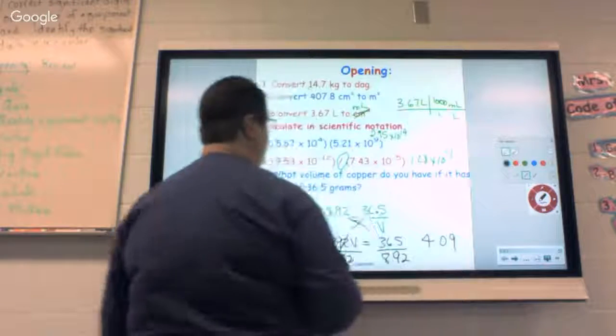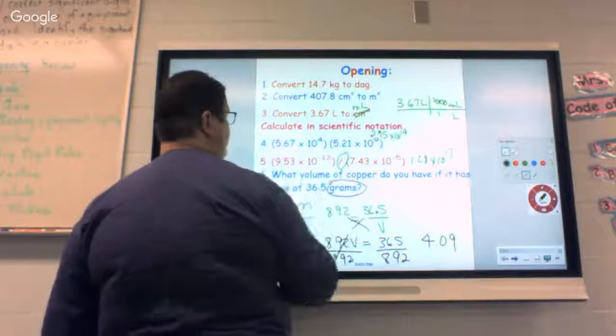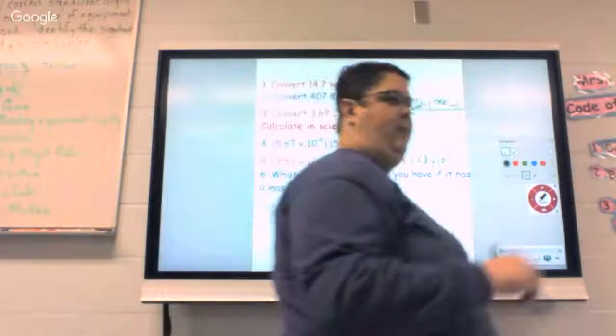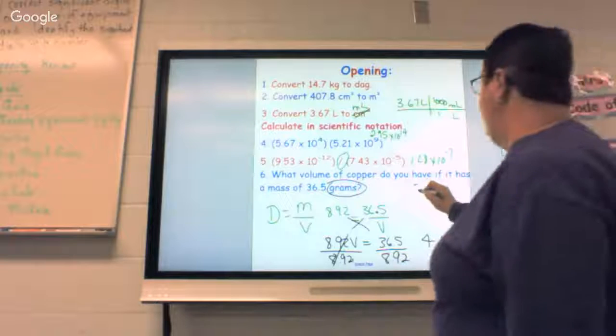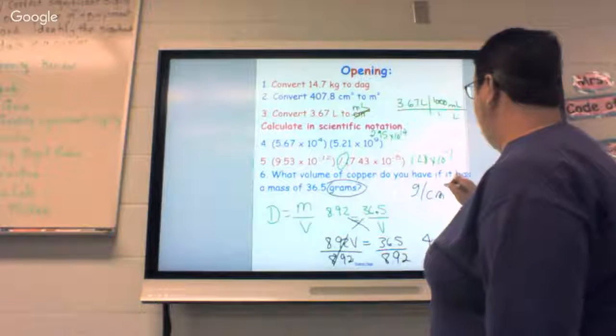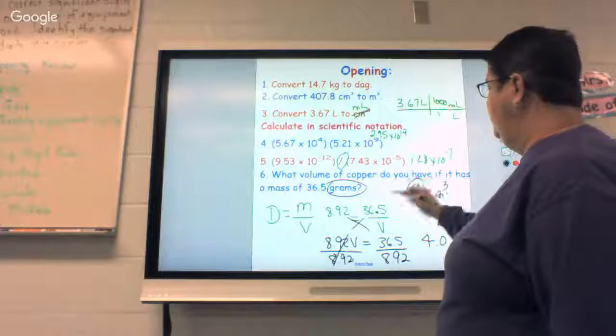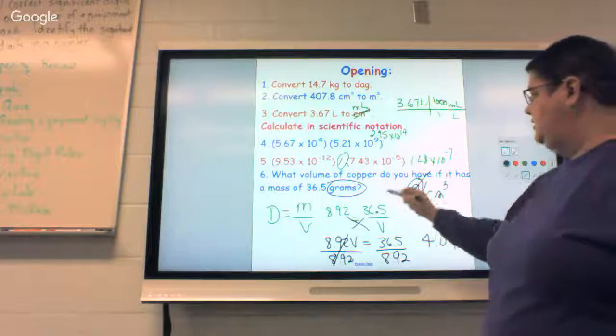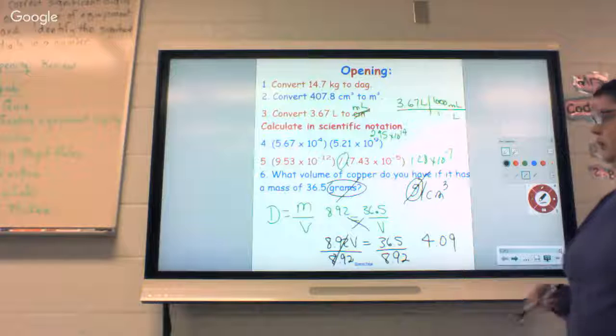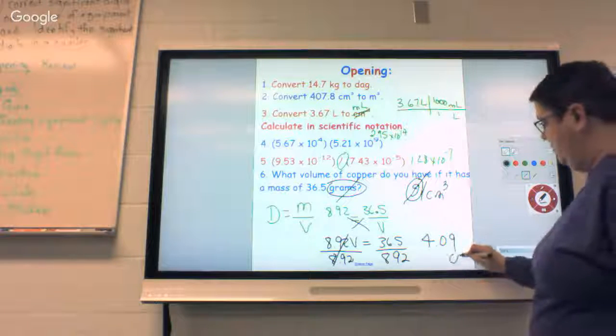And checking my unit, this one had a gram. On your reference table, what's up there at the top of that column? Grams over centimeters cubed. All right, so grams over centimeters cubed. What do they have in common? The grams. So what happens to those two grams? They cancel each other. So this is going to be what? Centimeters cubed.